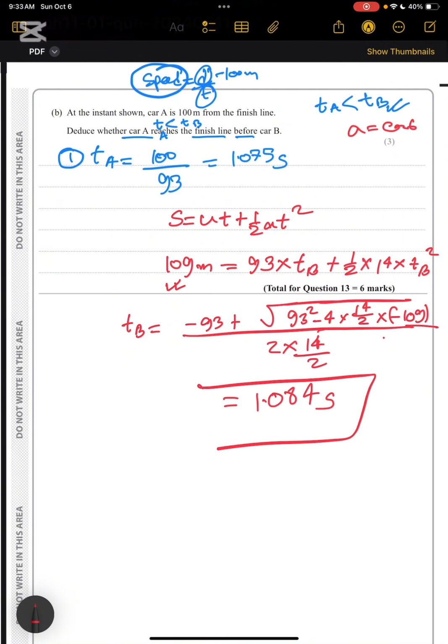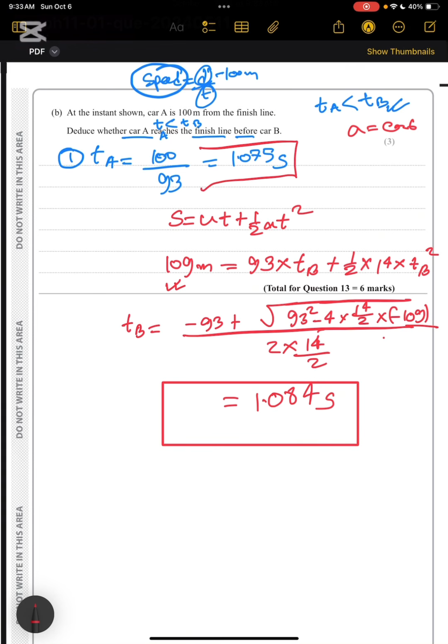So this time is greater than this time, so it's true that car A will finish first, as this time is less. So the time A is less than time B, so the car A will finish first. So we are done with question number 13.